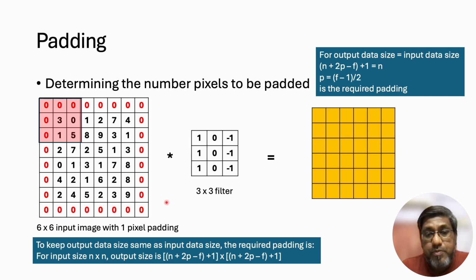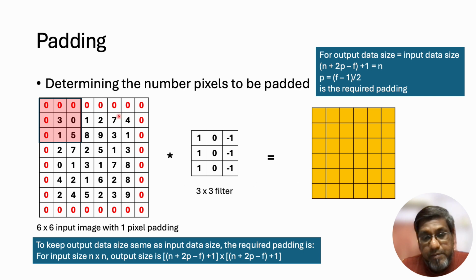So we started off with a 6 by 6 original image. We added a padding of 1 pixel around it, and after convolution we get an output which is again 6 by 6. So padding is generally used in situations where we require that the size of the output image, in terms of its width and height, remains the same as the size of the input image.